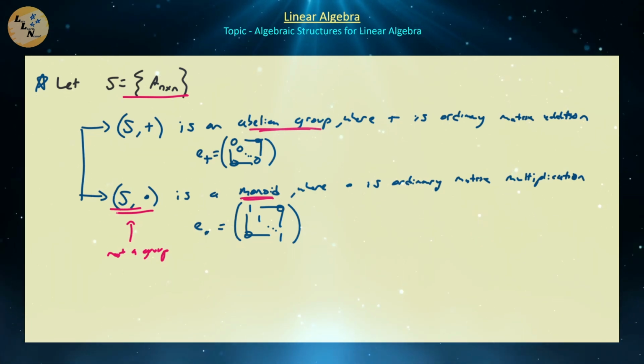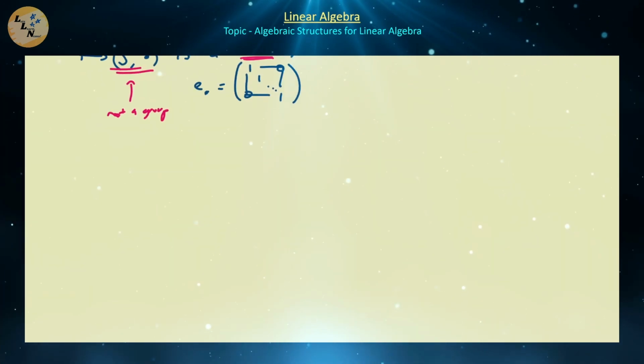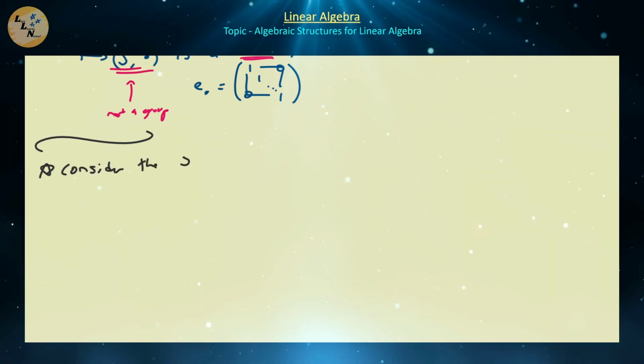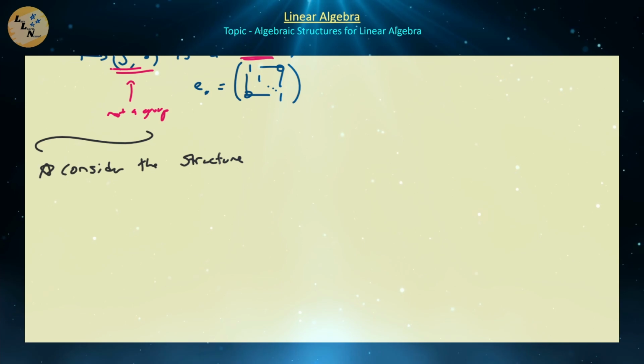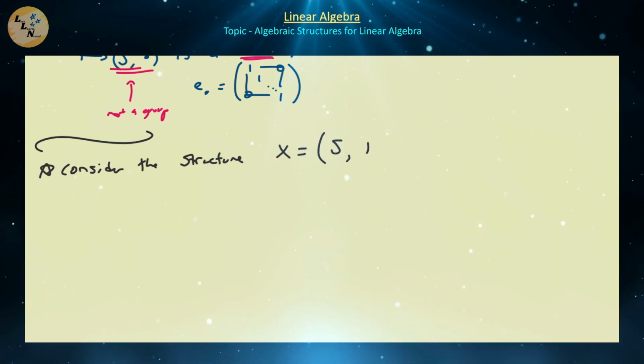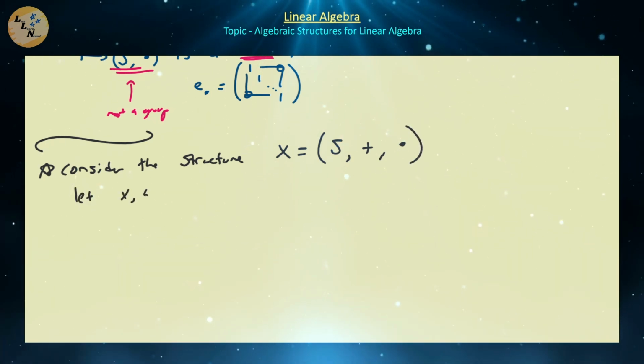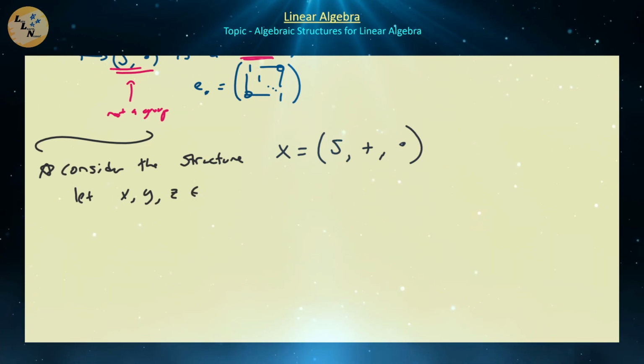Can we build an algebraic structure with S, plus and star that at least satisfies those structures? And the answer, of course, is yes. So consider the structure X, which is a triple with a set S and two binary operations, plus and star. And let's assume that x, y, and z all belong to S, right?